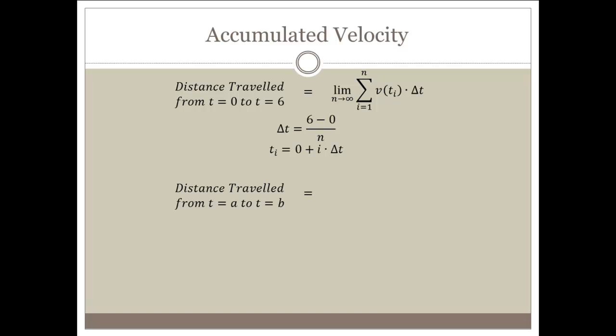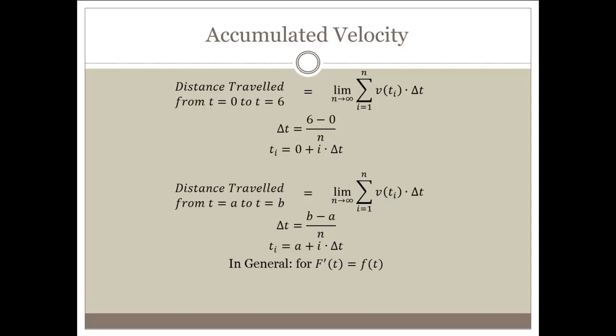More generally, the distance traveled from t equals a to t equals b, that is, the distance traveled over any time interval, is calculated as the limit as n goes to infinity of the sum from i equals 1 to n of v of ti times delta t, where delta t here is the length of our interval, b minus a, divided by n, the number of time intervals we're splitting it up into. And ti is our starting point a plus i times delta t.